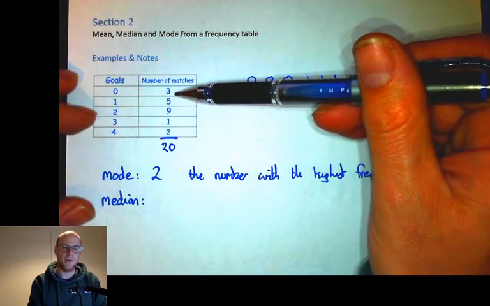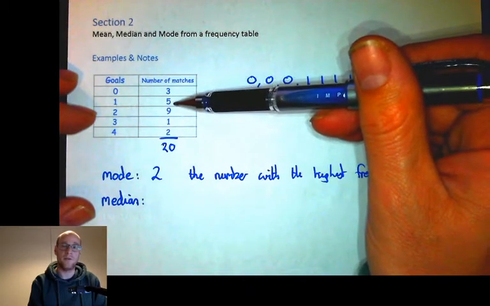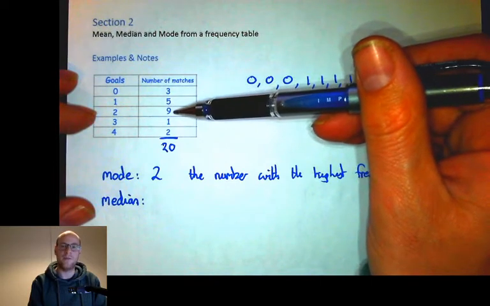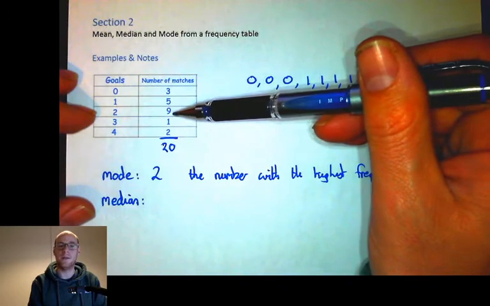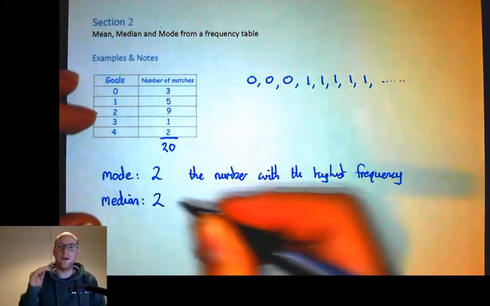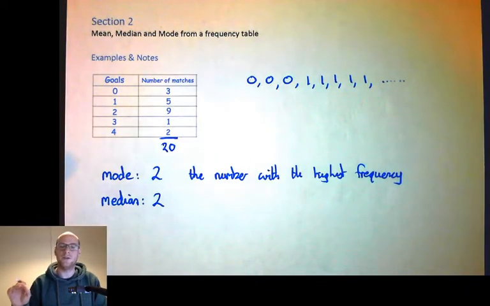It's certainly not a 0 because there's only 3 of those. It's not a 1 because there's 5 of those, and in total that makes 8. So I think my 10th bit of data is a 2. In fact, I think it's probably the second or third number into those list of 2s. So I think the median is also 2, just by finding out where the middle is going to be and counting up my frequency until I find which number is going to be at that middle spot.